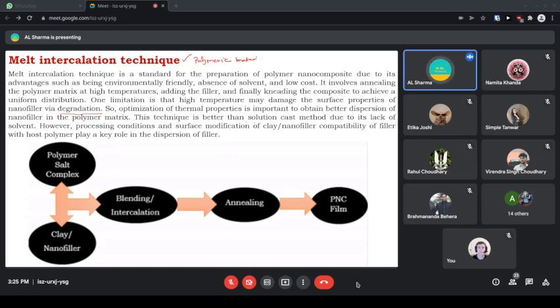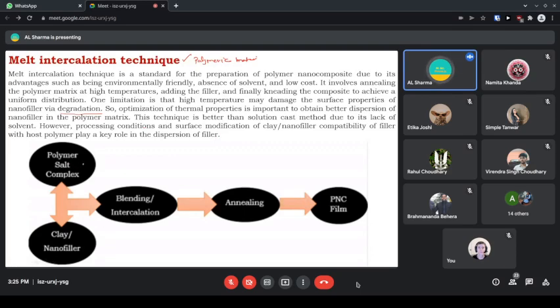This technique is better than the solution cast method due to its lack of solvent. However, processing conditions, surface modification of the clay nanofiller, and compatibility of the filler with the host polymer play a key role in the dispersion of the nanofiller. So what have you actually learned here?